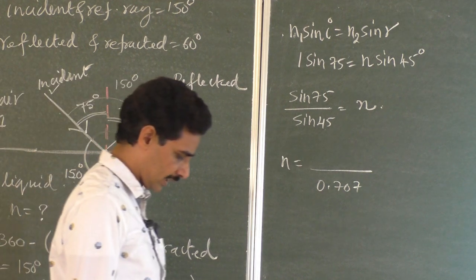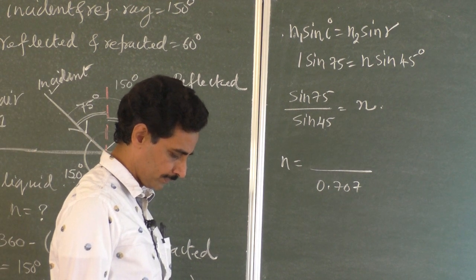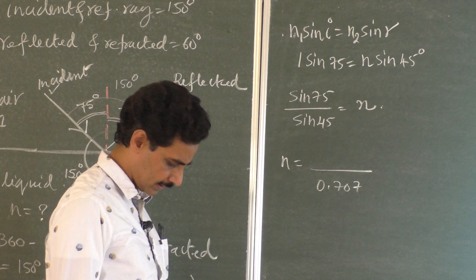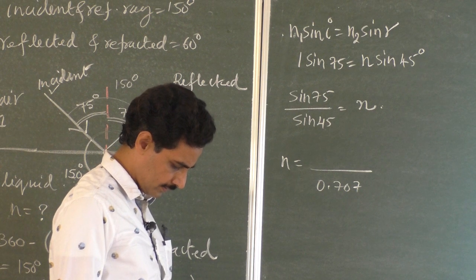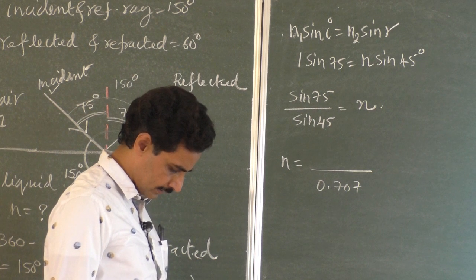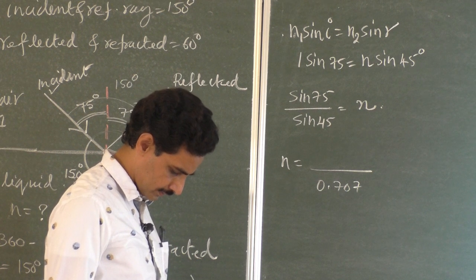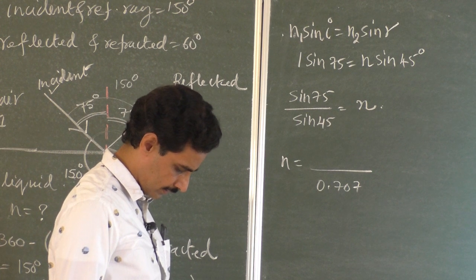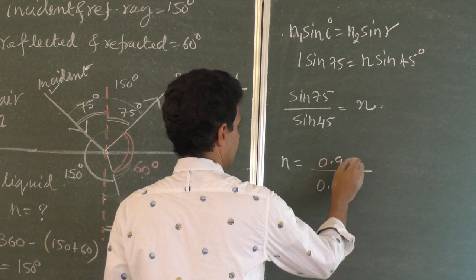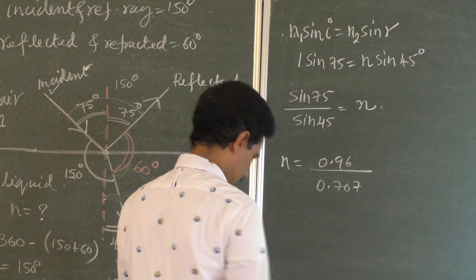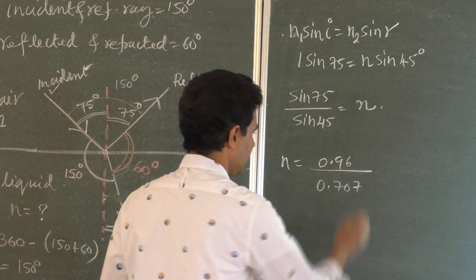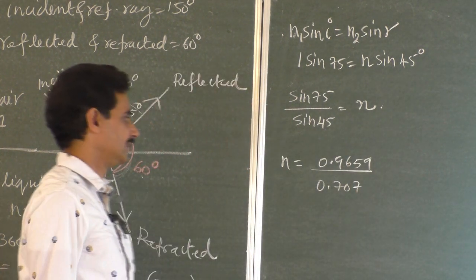Then sin 75, from the natural sines table, 75 degrees, 0 minutes. Yes, 0.9659 is the answer for sin 75. 0.9659. That is sin 75.